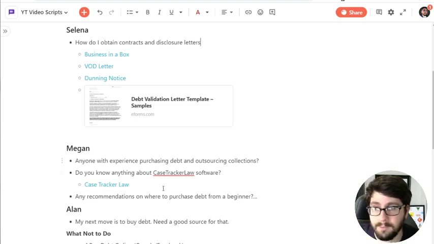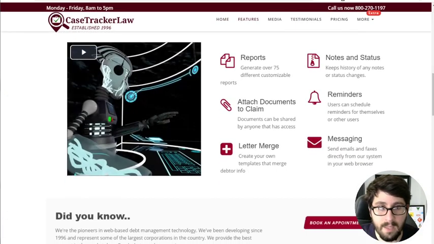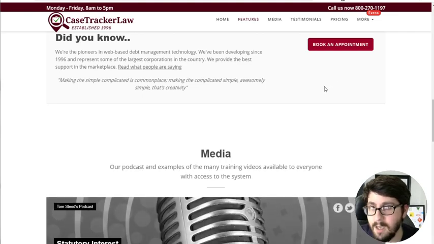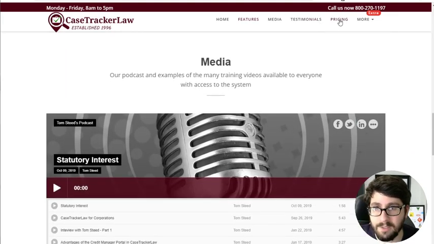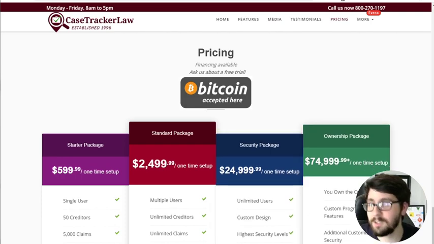Case tracker law. This is garbage. I mean, I'm not saying that the software is garbage per se, but I was looking this over, and I don't have much experience with it. They offer some decent services, but it all falls apart when you get to the pricing. Right away, there's so much about this that rubs me the wrong way.